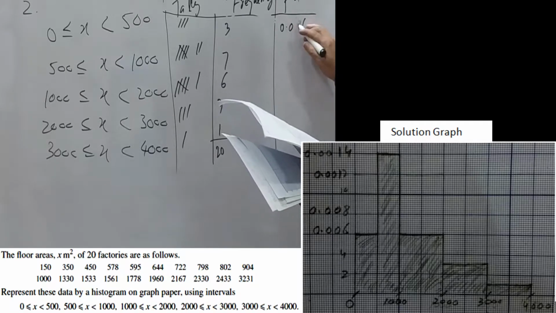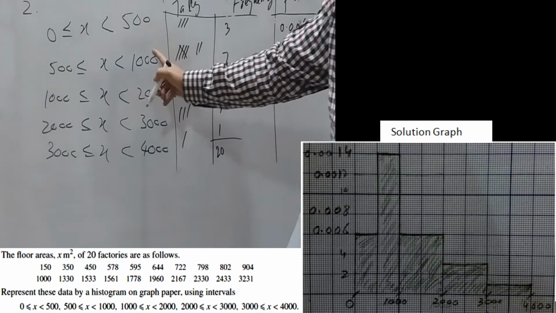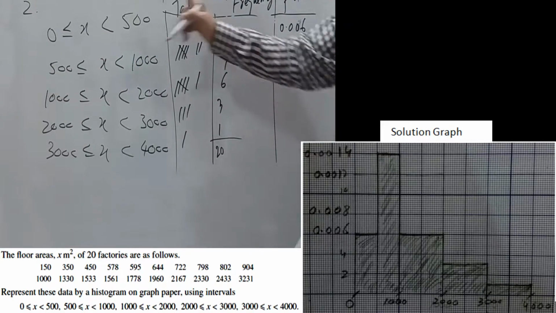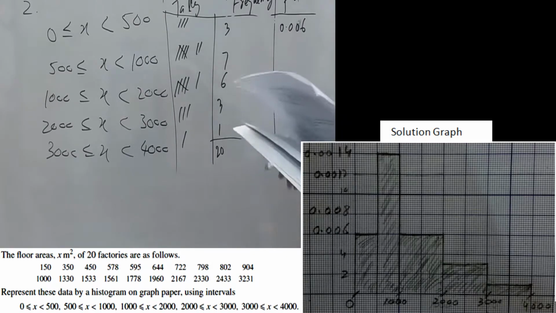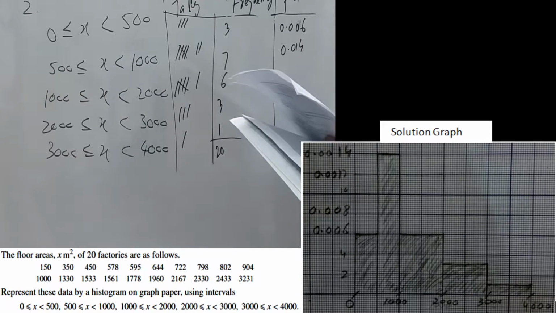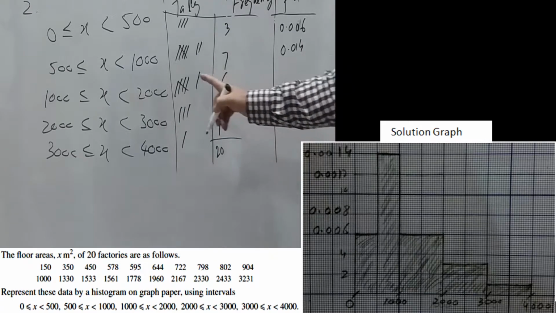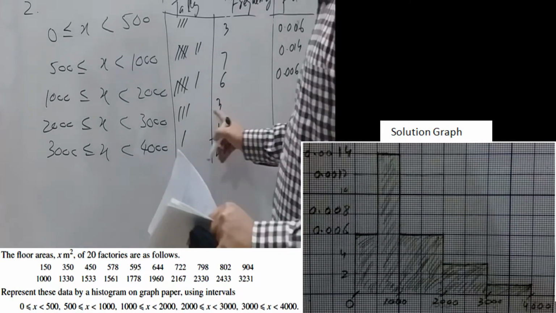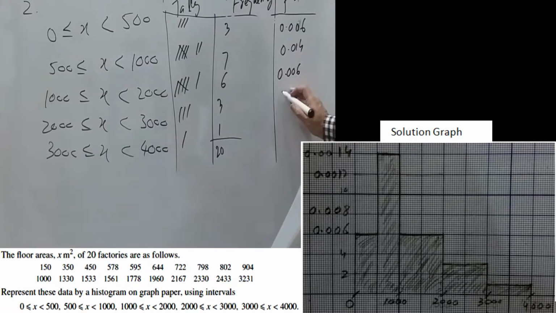Similarly, you divide. Class width is 1000 minus 500, 500. Frequency divided by class width, 7 over 500, you will find that it is 0.014. Similarly, 6 divided by 1000, it will be 0.006. Similarly, 3 divided by 1000, it will be 0.003. And finally, you will have 0.001.